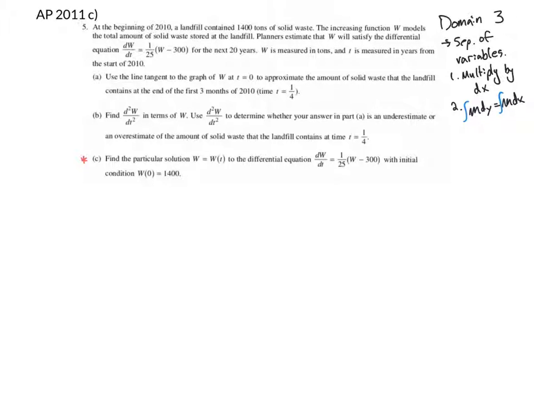Number 5 on AP 2011, Part C. So this is a no calculator problem. It says, at the beginning of 2010, a landfill contained 1,400 tons of solid waste. W is an increasing function. Models the total amount of solid waste stored at the landfill. And then we've got this differential equation right here. W is measured in tons, and T is measured in years.